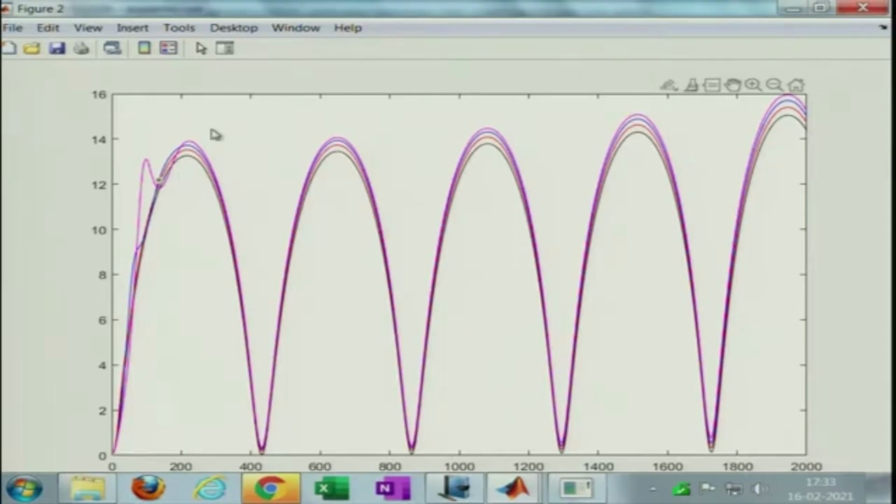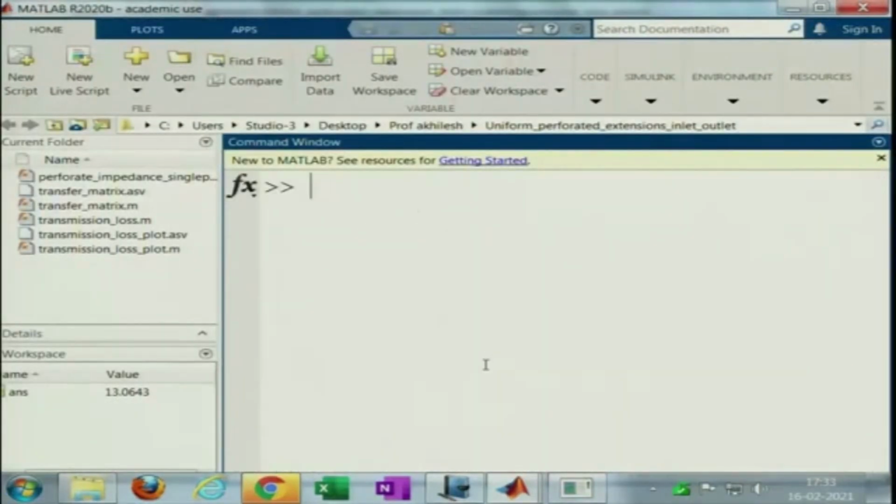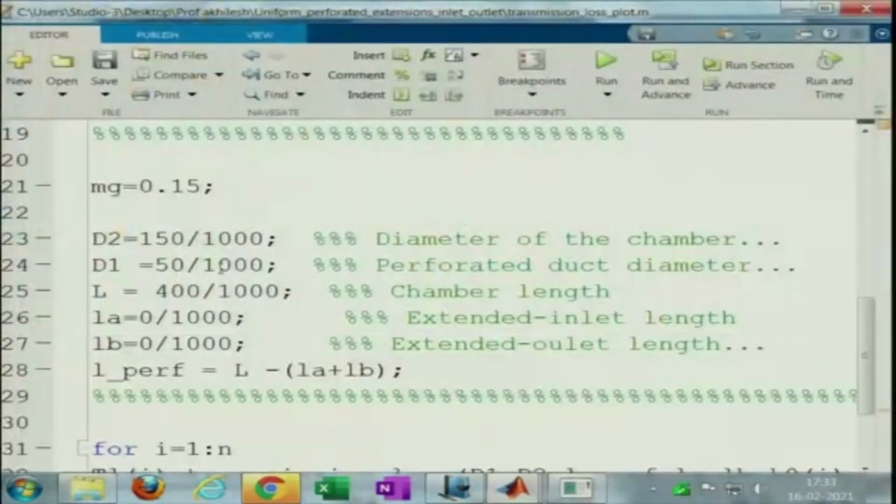So, what I would suggest is that let me close this figure and let us get back to our basic figure for the case when we have zero flow, that is a stationary medium. Remember, the code will work because mean flow is already there.